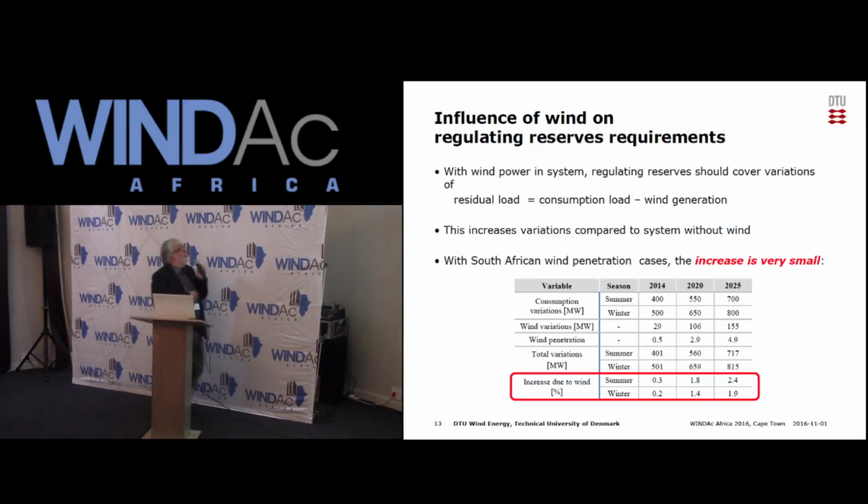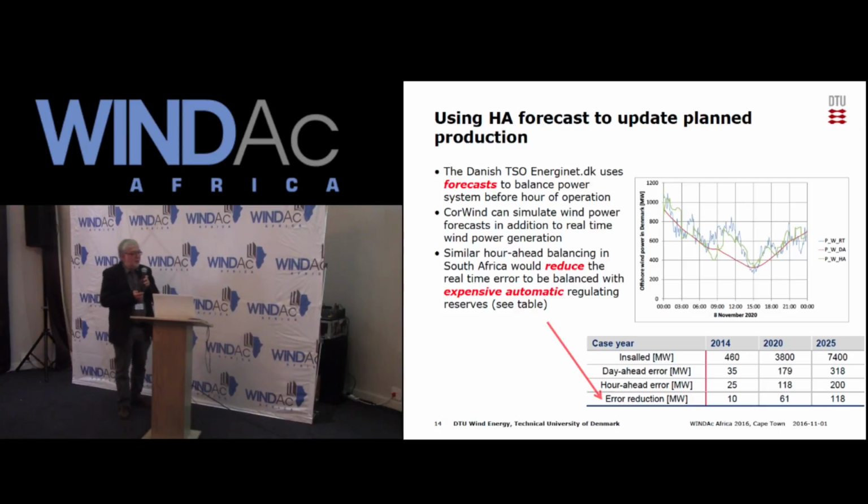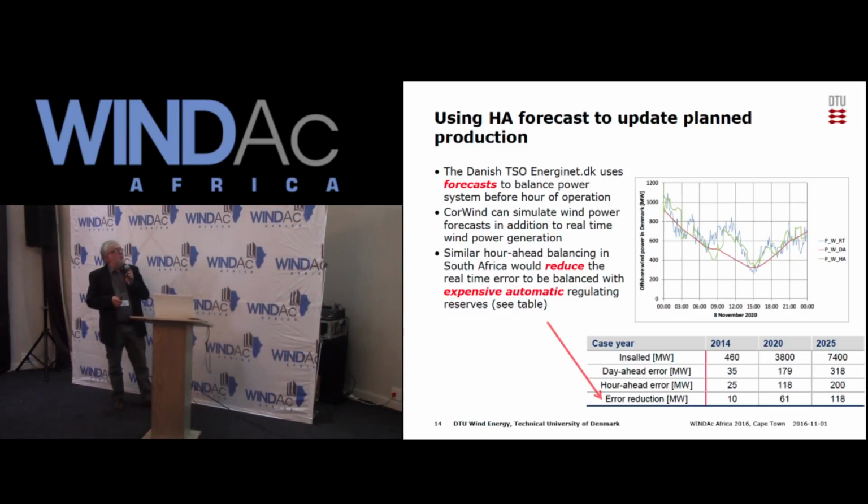So the last point is regarding forecasts, and that's actually related to the relation between the two different categories of reserves. In Denmark, the Danish TSO, you will hear more of this from Peter later, they are using forecasts to balance the system, and today it's before the hour of operation. And Core Wind software can also do this, and that has been done actually in a cooperation with Energinet.